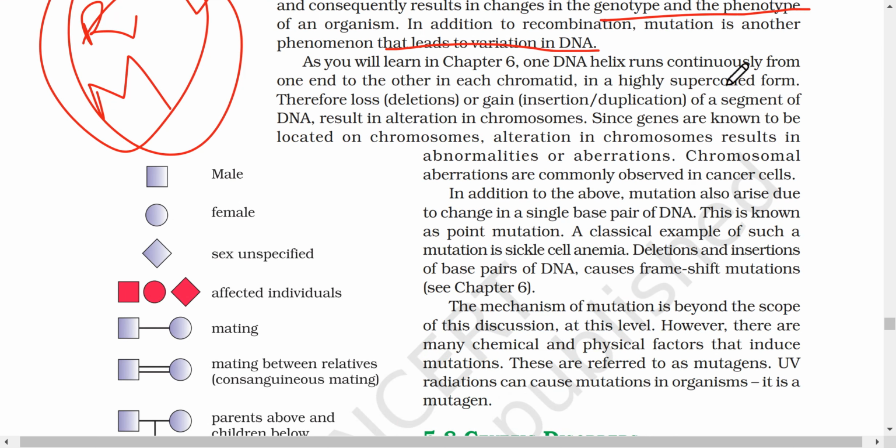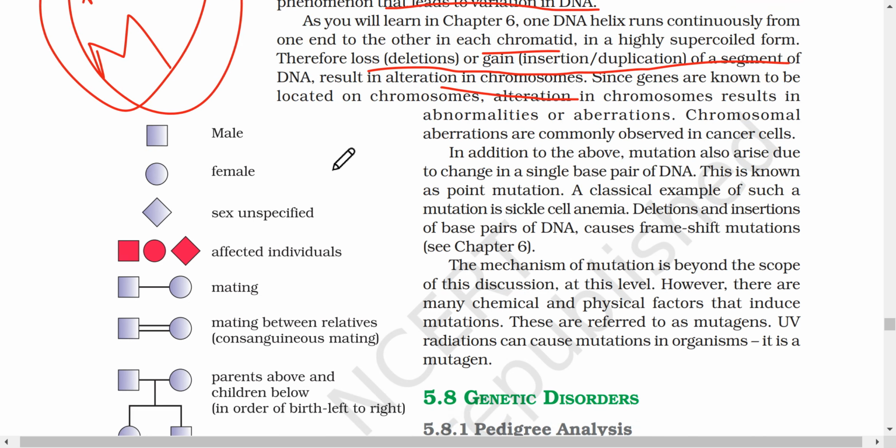As you will learn, one DNA helix runs continuously from one end to the other in each chromatid in a highly supercoiled form. Therefore, loss or deletions or gain of a segment of DNA result in alteration in chromosomes. Since genes are known to be located on chromosomes, alteration in chromosome results in abnormalities or aberrations. Chromosomal aberrations are commonly observed in cancer cells.